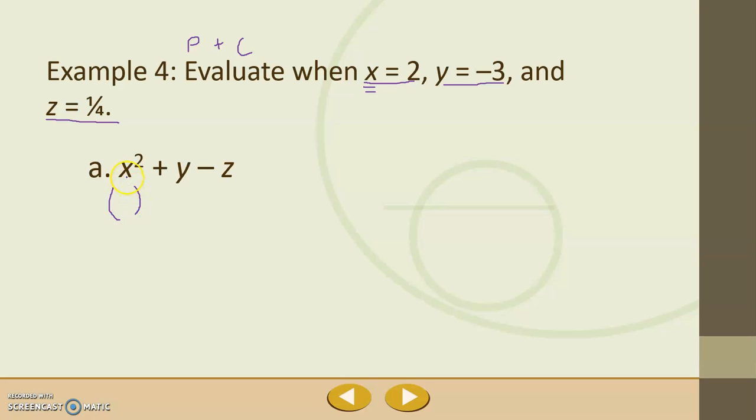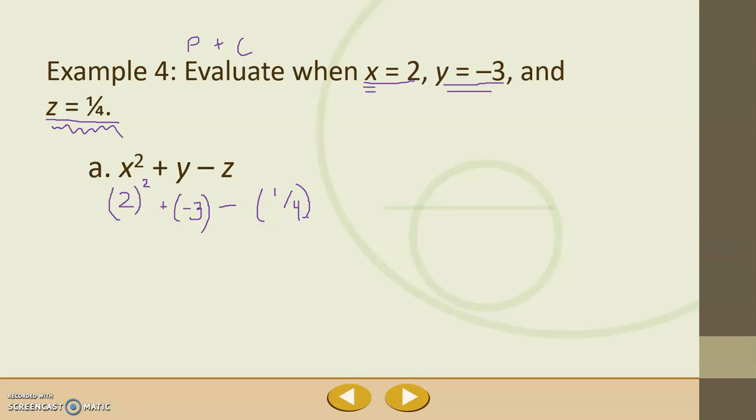So whenever I see an x, I'm going to change it to a 2, and I'm going to keep that in parentheses. That square symbol's still there, so it goes out here. I'm going to put my y in parentheses, but I'm going to substitute a -3. It says that y is equal to -3 up here at the top. And then finally, I'm going to minus, and then I'm going to put my z in parentheses. According to my substitutions up here, z is equal to 1/4.